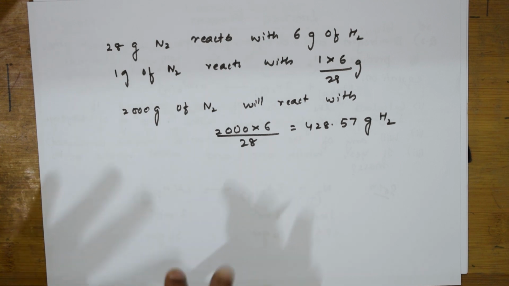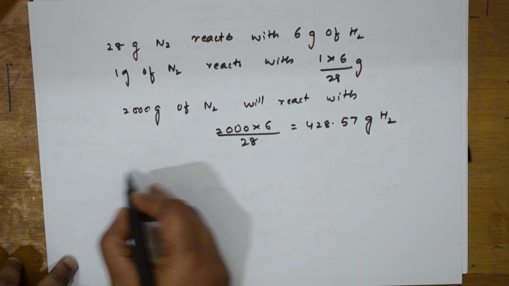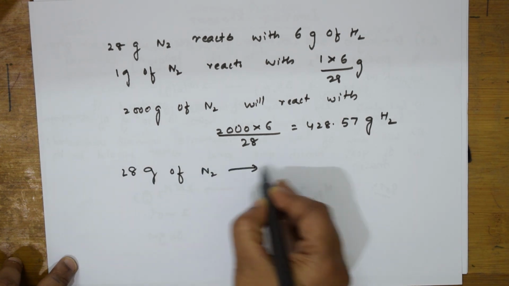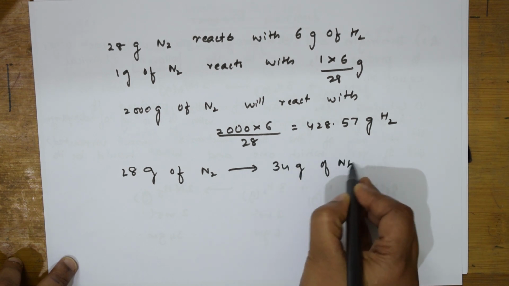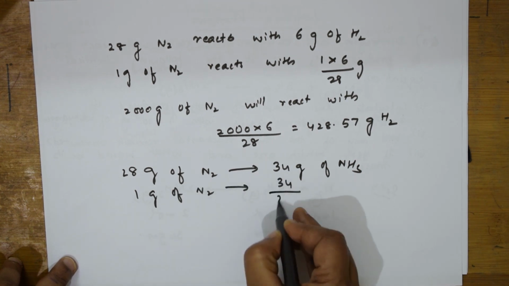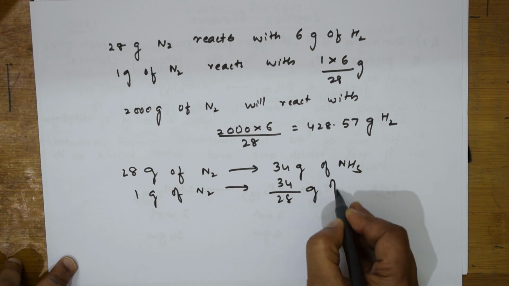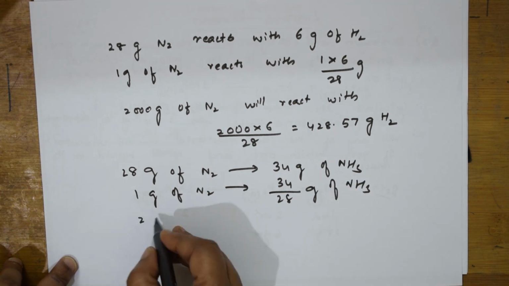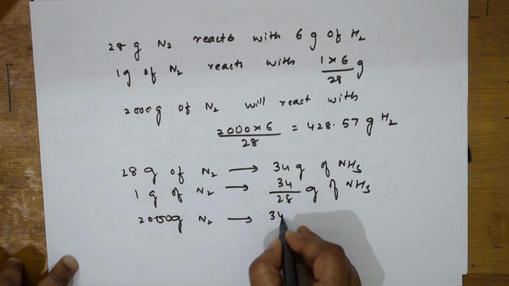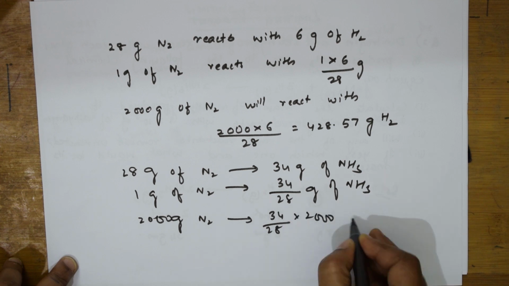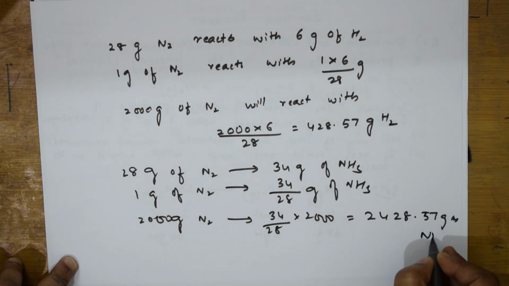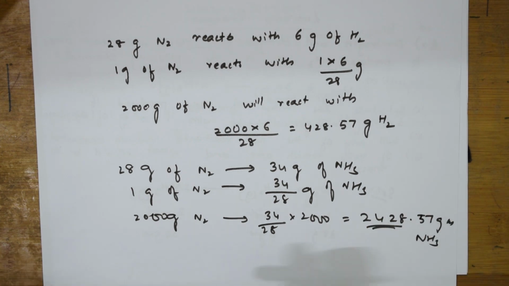Let us come back to the equation and finish up. Now, 28 grams of nitrogen produces how much? 34 grams of ammonia. So 1 gram of nitrogen produces 34 by 28 grams of ammonia. So 2000 grams, because they've asked us to find for 2000 grams of nitrogen, will produce 34 by 28 into 2000, which comes to 2428.57 grams of ammonia. I found it for ammonia. So this is the first one.